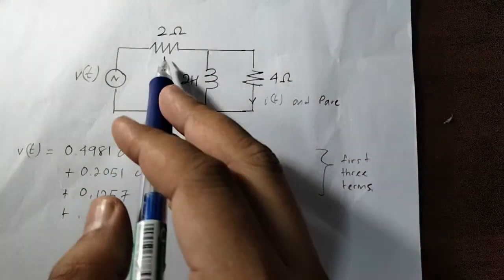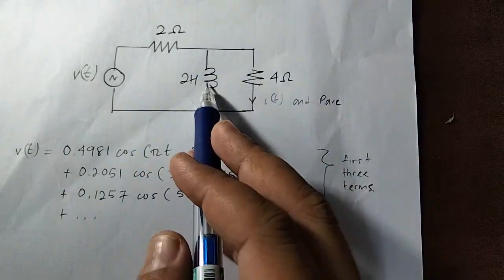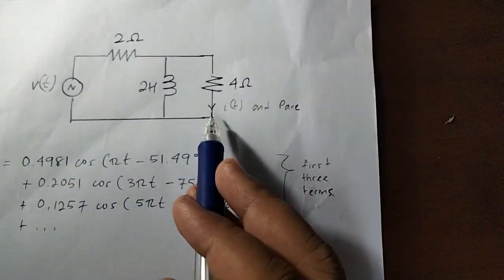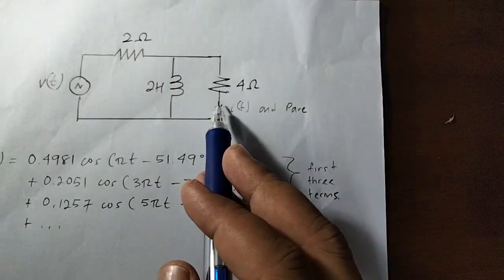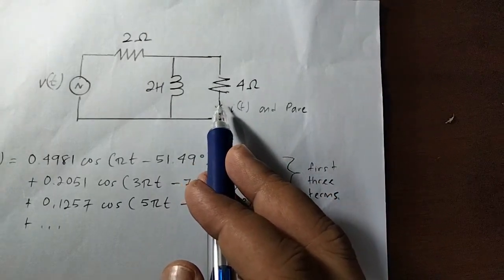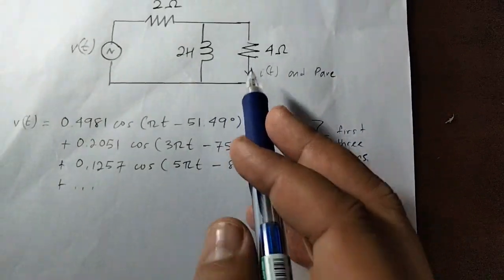The circuit contains two resistors and one inductor. We need to find the current flowing through the 4 ohm resistor and the average power absorbed by the resistor, right?